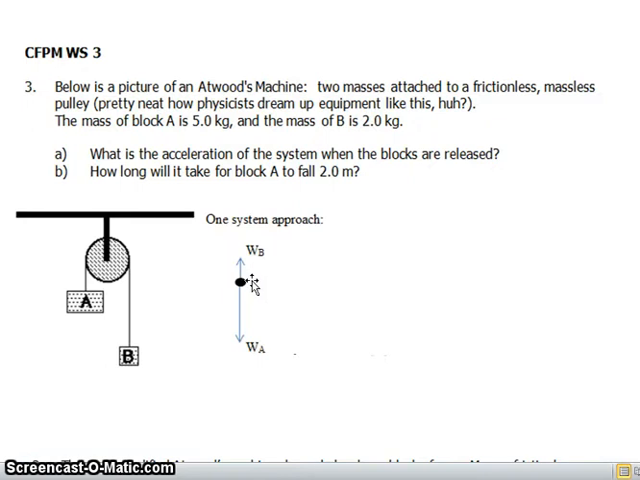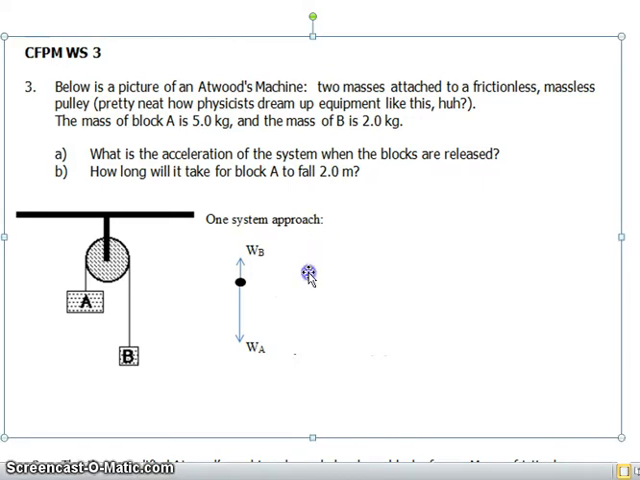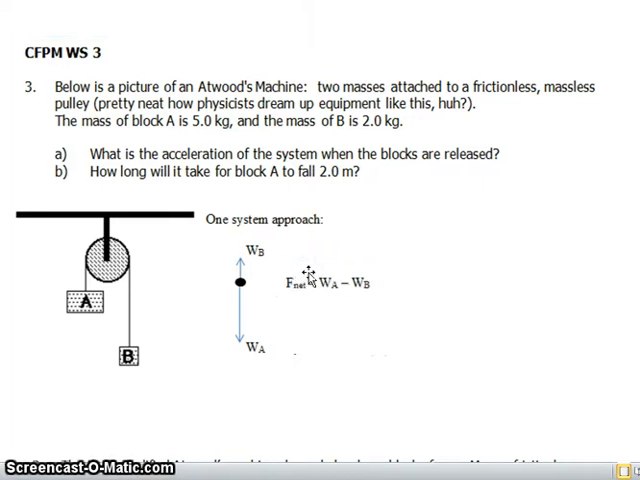One is you can choose just one system, and you would have a weight force A downward that's causing the acceleration, and there would be an opposing weight from WB that's in the exact opposite direction. The pulley changes the direction of that force. And then you can write a net force equation. Net force would be equal to WA minus WB.